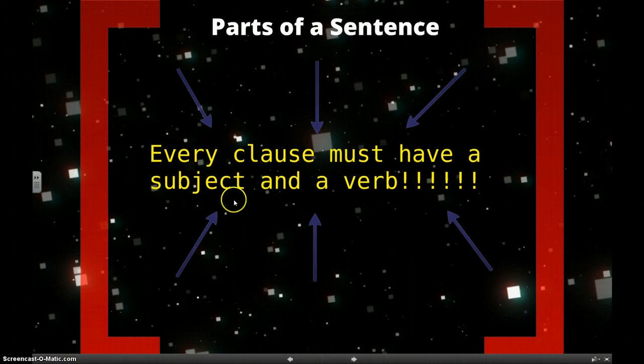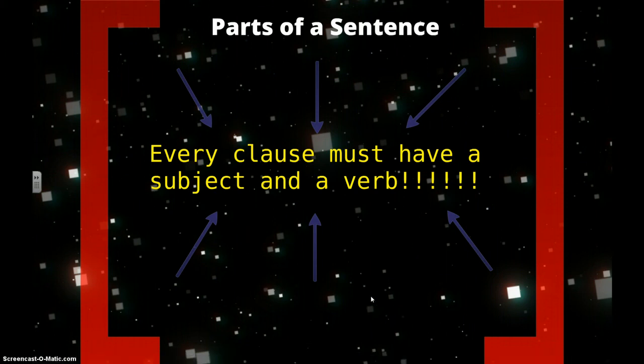Remember that a subject is just the topic of your sentence, and your verb, whether it's action or linking, is what is connecting the subject to the predicate, or showing action between the subject and predicate, what the subject is doing.